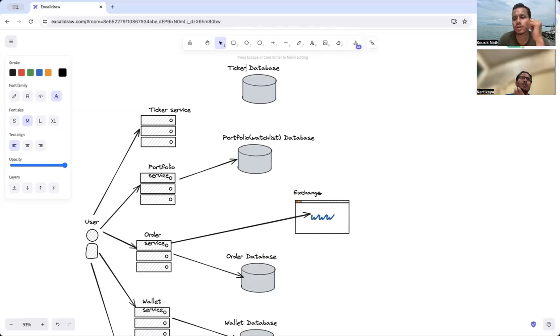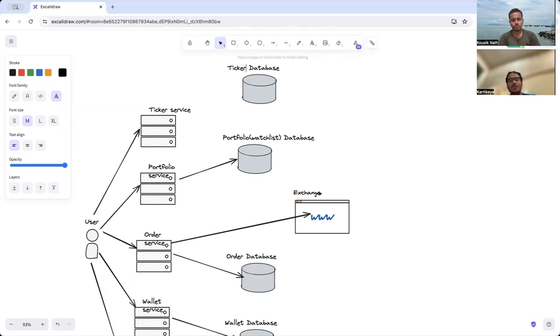Even if you lose it, you are always getting it from the exchange anyway. It's not a problem, we can just call the exchange API to get the data. And then there is one more thing: we should be able to read this data very quickly.